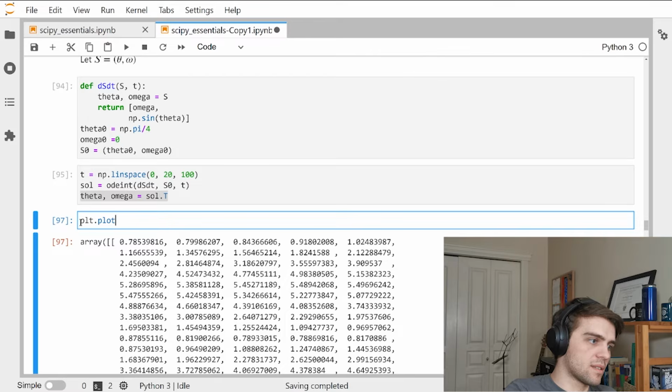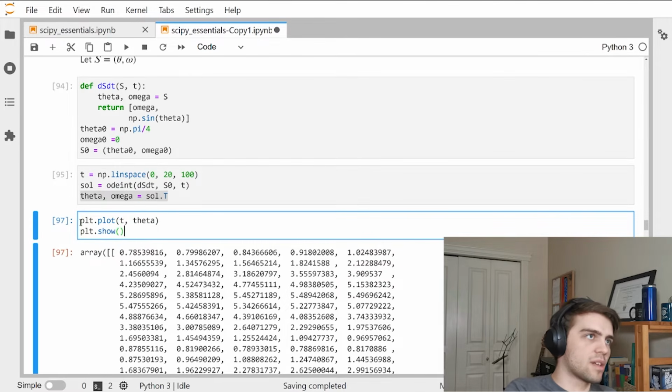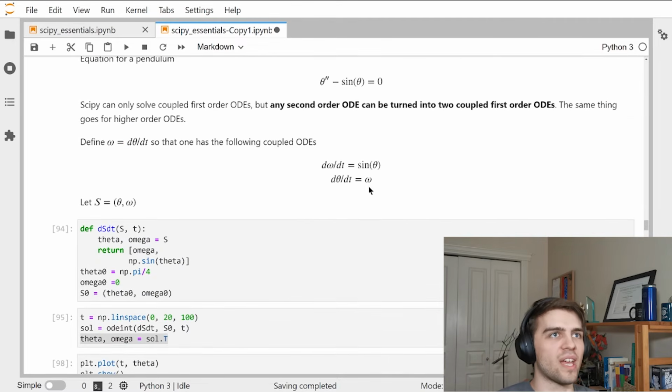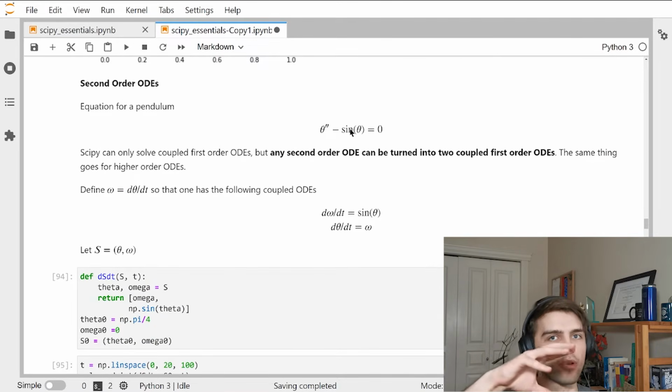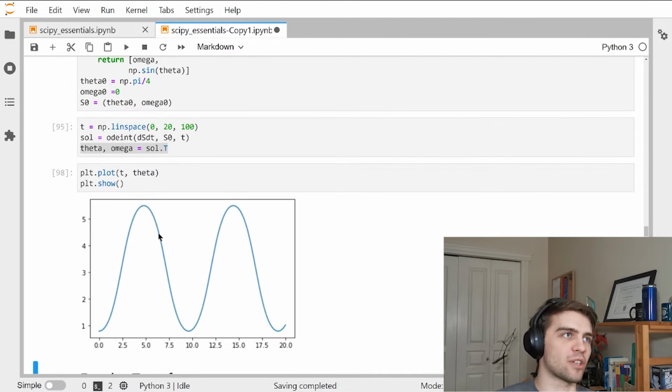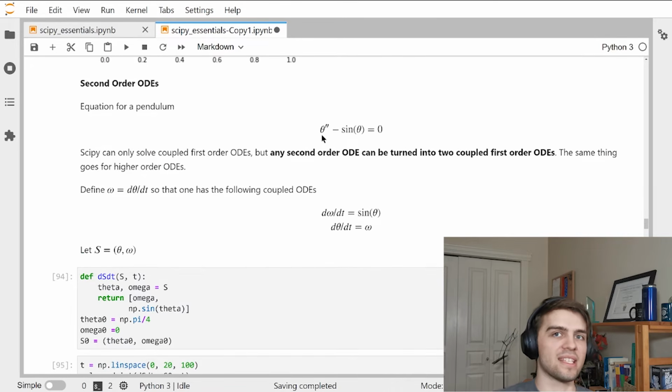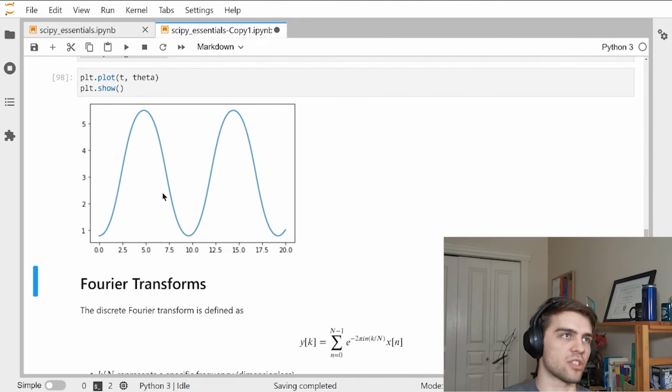So plt.plot, t, theta. I'll just plot theta as a function of t, and then I'll show the plot. And you'll note that the curve kind of looks like a sine curve. Well, it's only a sine curve if theta is sufficiently small. Sine theta is approximately equal to theta when theta is really small, and in that case this is a sine curve. But because we're starting at pi over 4, we're no longer in the small angle approximation, and the solution to this ODE is no longer a sine. It's actually a function that's a little bit more complicated and not solvable by hand. And so this is the solution here.